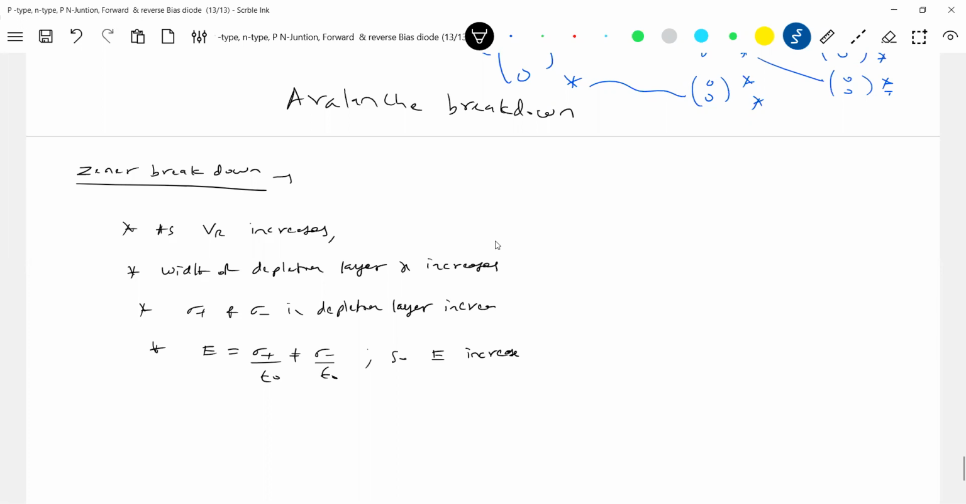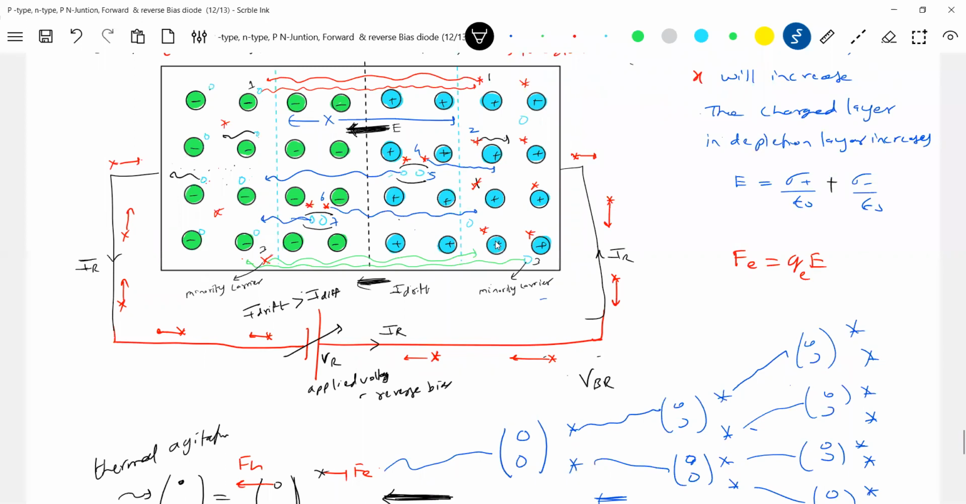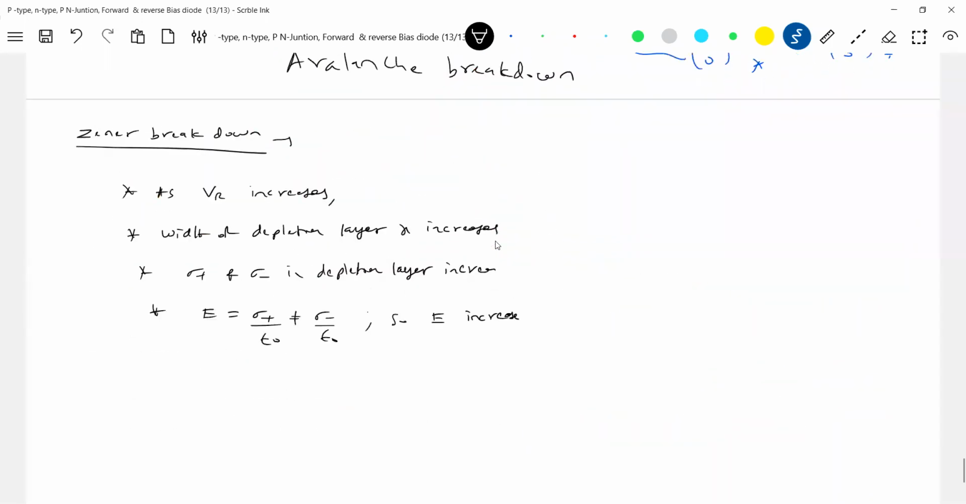So this is the covalent bond. I'll give one small diagram here. This is a covalent bond. This is the electric field. So these electrons will be bound by the covalent bond force, which I'll show by this. Now these electrons will experience a force. I think I have to draw a bigger diagram.